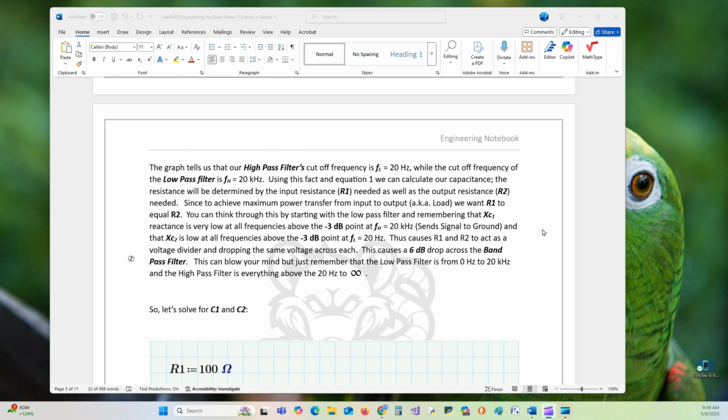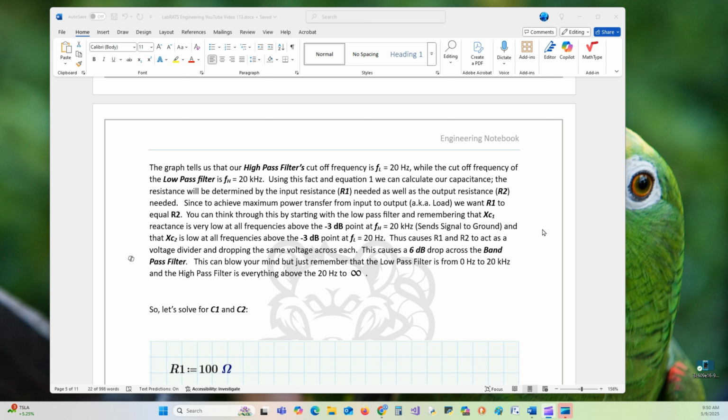Okay, now we know the frequency range we want our bandpass filter to cover. So the graph tells us that our high-pass filter's cutoff frequency is FL, which is 20 hertz, while the cutoff frequency of the low-pass filter is FH, which is 20 kHz. Using this fact in equation 1, which is FC equals 1 over 2 pi RC, we can calculate our capacitance. The resistance will be determined by the input resistor needed to match our source, as well as the output resistor to match our load, R2.